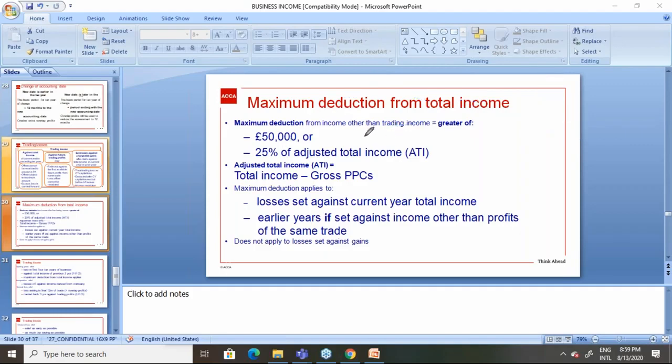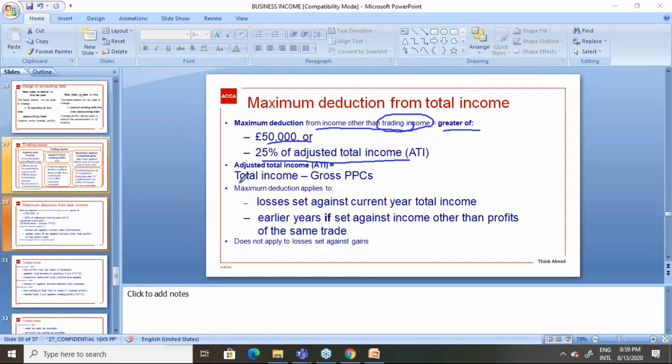So when you are using the current year and/or the previous year relief against total income, other than trading income, there is a maximum you can set off against total income other than trading income. It is the higher of £50,000 or 25% of adjusted total income. Adjusted total income. It's not adjusted net income, it's adjusted total income. How do you calculate adjusted total income?